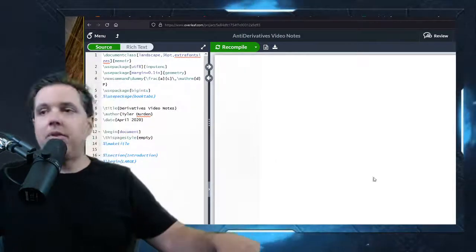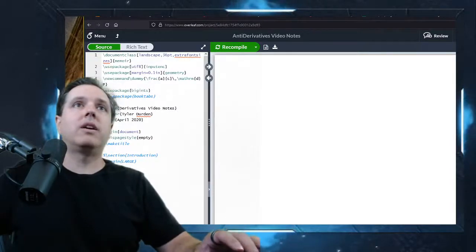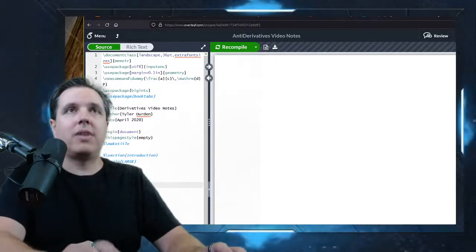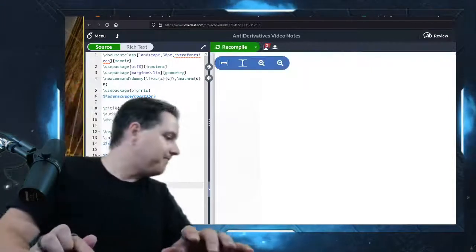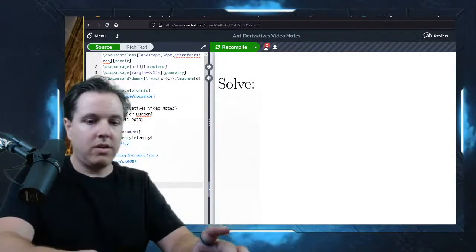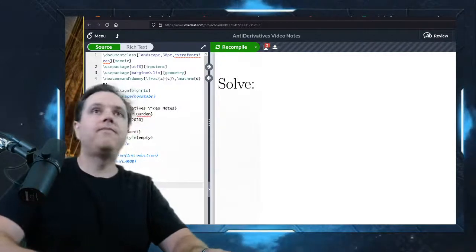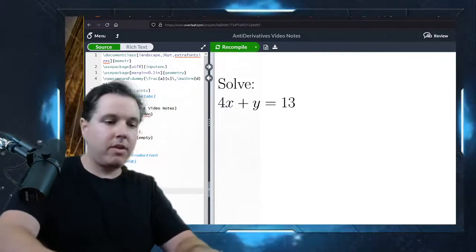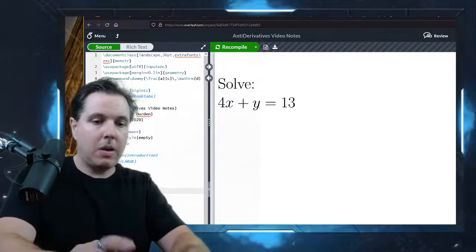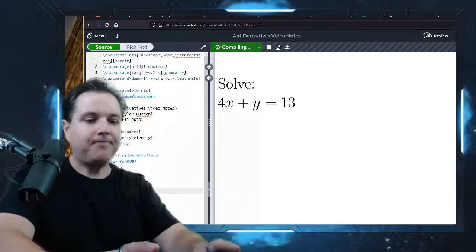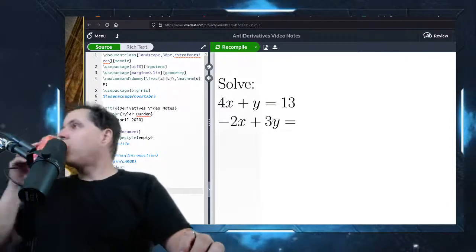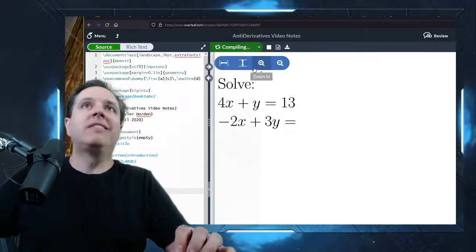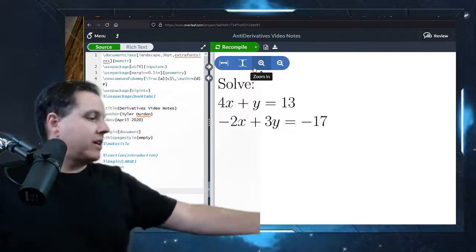Right. So let's do an example here. What would this look like? This will look like, let's say, solve the system of equations, and then we'll have our system of equations. Okay. And I'm going to make sure I wrote this down correctly.